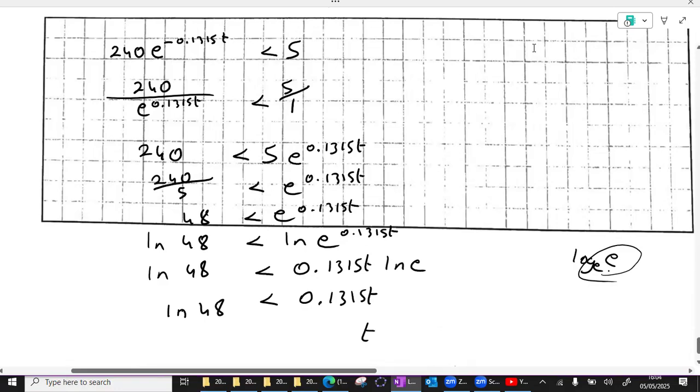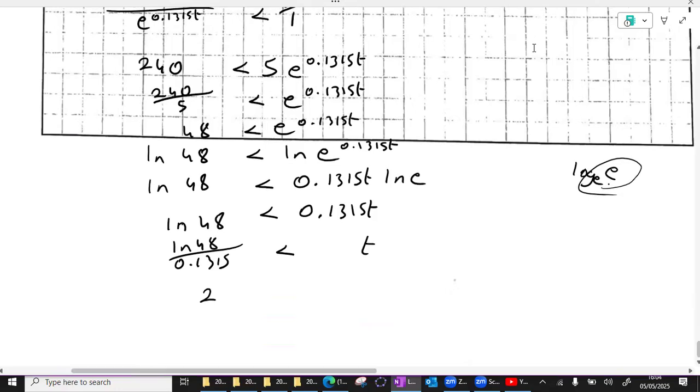So T should be natural log of 48 over 0.1315. So putting that into my calculator, natural log of 48 and over 0.1315. So that's giving me 29.4387, etc. So the time would have to be over 29.44 years to 2 decimal places.